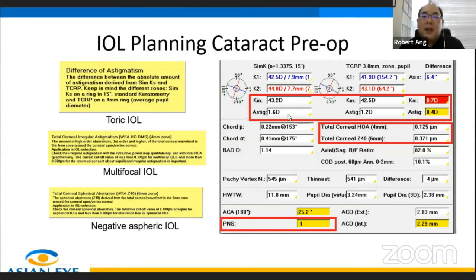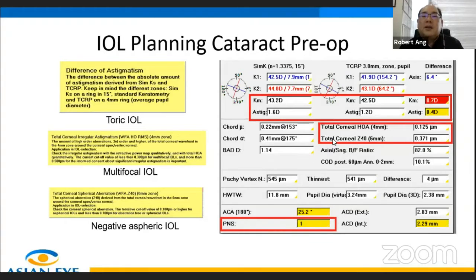And if the difference between total and SimK is less than 0.5, then I can use either. But if I suspect that it's very different, maybe I would need the total corneal refractive power to use for my IOL calculation. The second thing is the total corneal higher order aberrations here. I use this as an irregularity index source, and if it's below 0.3 or 0.35, then maybe this patient has a regular cornea and I can use a multifocal.